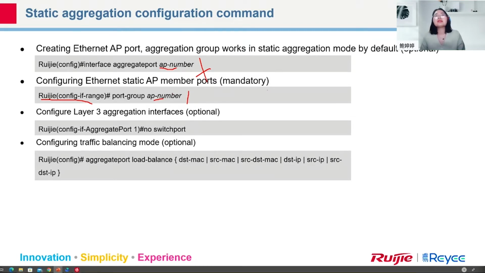And if you want this AP to become a layer 3 interface, you have to add this command, no switch port, right? No switch port. If you configure the physical interface as a layer 3 interface, you also have to add this command. So by default, your aggregation port is a layer 2 interface. And if you want to use layer 3, you have to add no switch port. And you also can choose the traffic balance mode to become destination MAC, source MAC, or something else. So this is the static way.